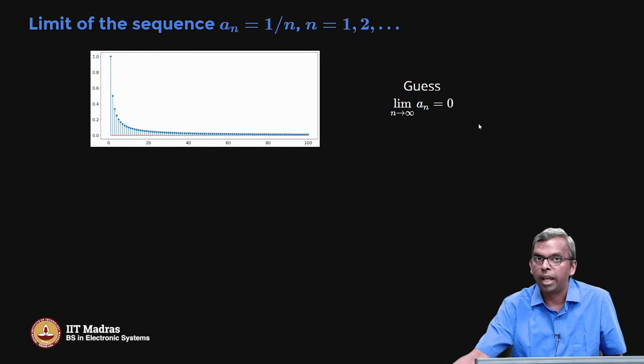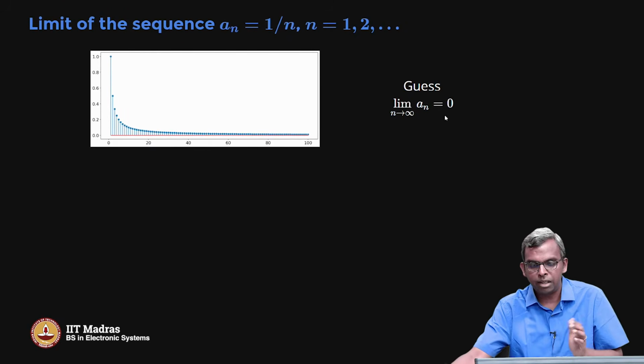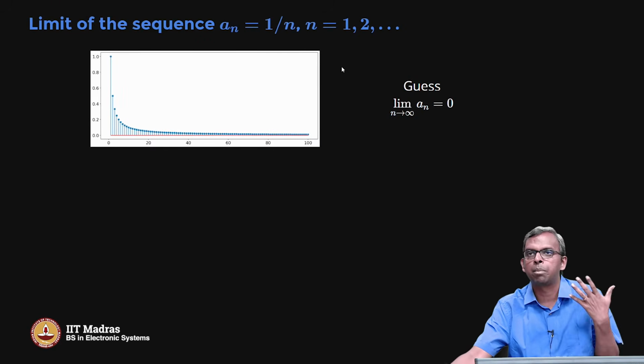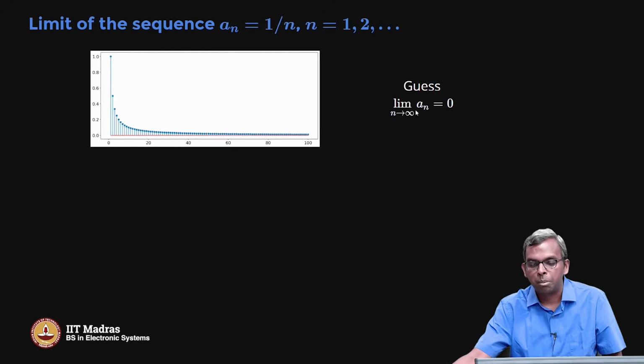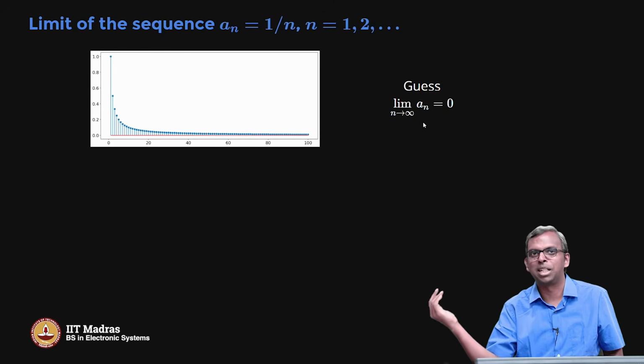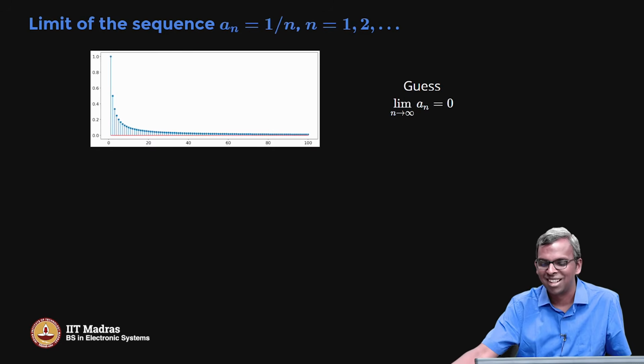No, an is not equal to 0. For any value of n you take, the value of an is 1 by n. It's 1 by 10,000, 1 by 100,000, 1 by 10 power 200. It's never equal to 0, but we always say the limit as n tends to infinity of an is 0. The limit is defined in a different way. It's not that the value of an is equal to 0; it's that an is within epsilon of 0 eventually. That's what it means.